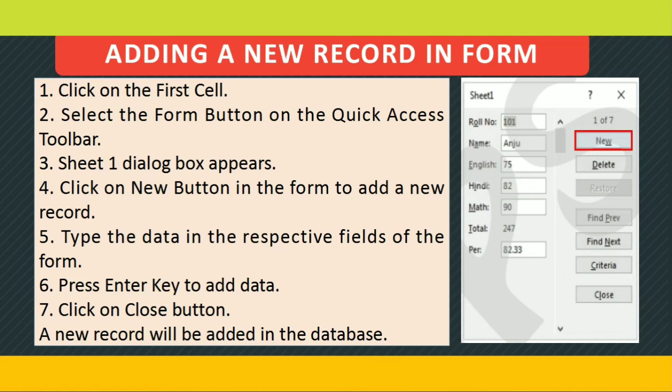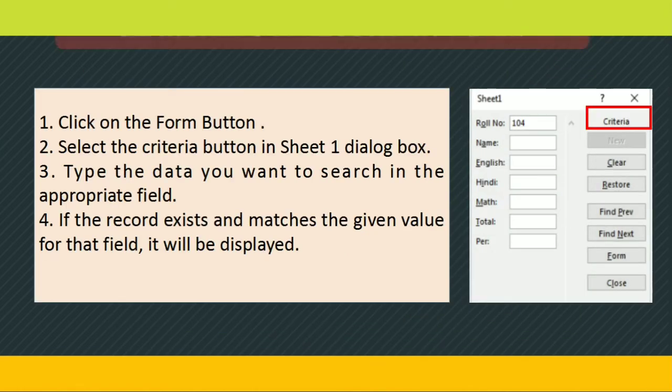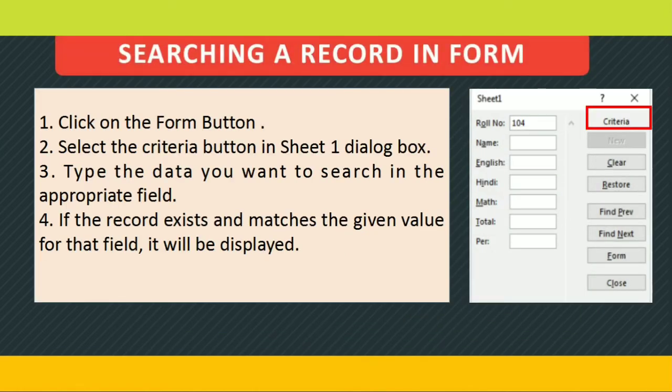Now we will learn how to search a record. This option is used to search the record with specific values. Now to search, first we will click on the Form button option. Now select the Criteria button in the Sheet 1 dialog box. Now you have to type the data you want to search in the appropriate field and press the Enter key.